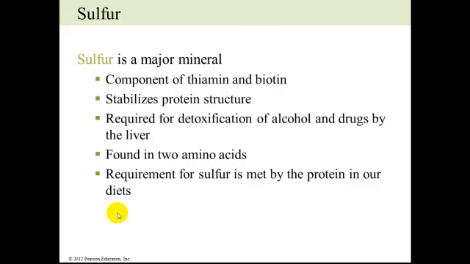The next major mineral is sulfur. Sulfur is an important component of both thiamine and biotin, which are some of the B vitamins we talked about. Sulfur is an important part of certain amino acids as well, the amino acids methionine and cysteine. And in those amino acids it helps to form bonds that cross in the molecules and help to stabilize the protein structure. Sulfur is very important in allowing the liver to do detox, which is one of the important jobs that the liver does, to detox the body of alcohol and various drugs.